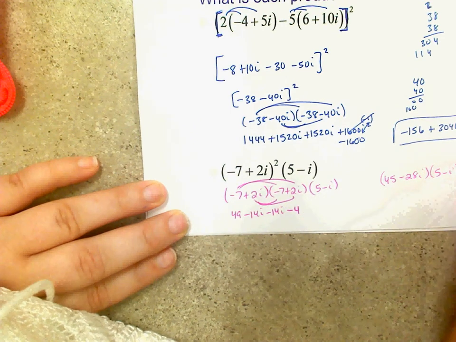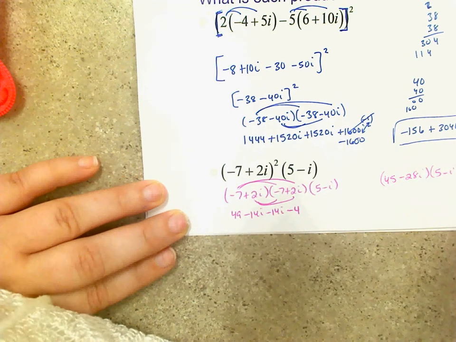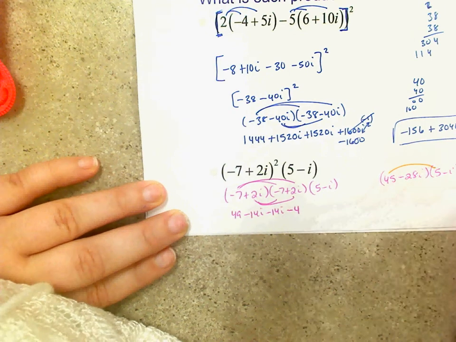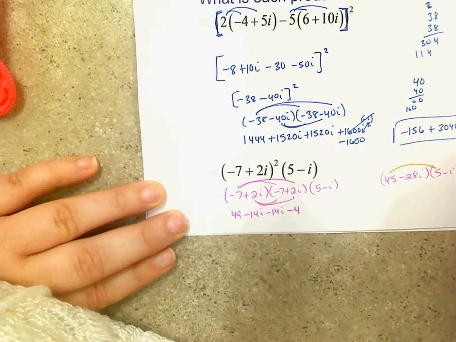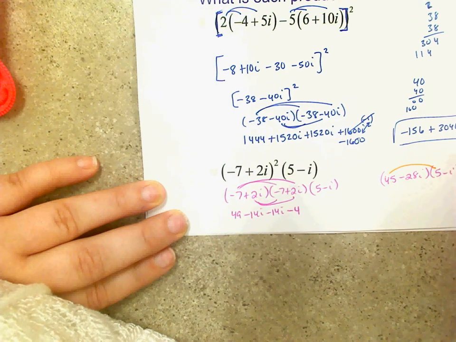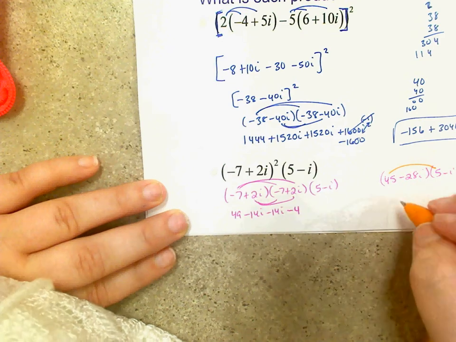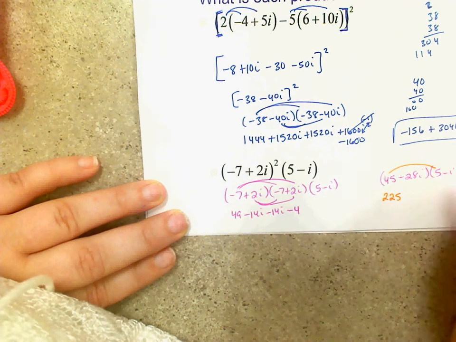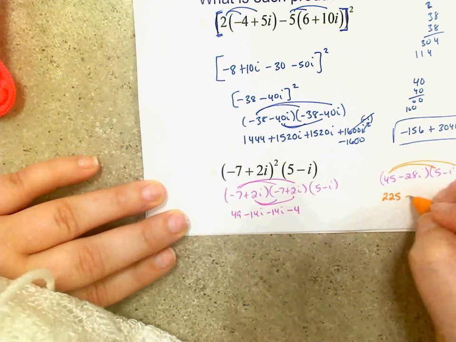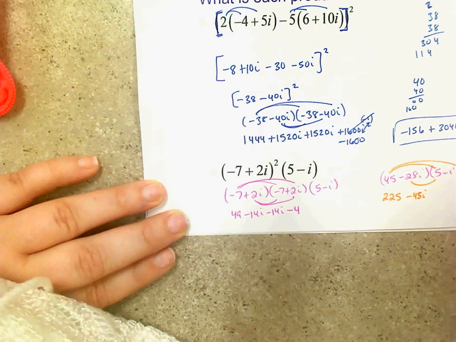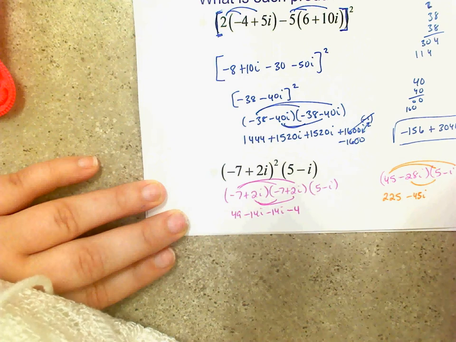And now I distribute that. 45 times 5 is 225. Yeah, that makes sense. 225. 45 times negative i is negative 45i. Negative 28i times 5. So 28 times 5. Let's see, 5 times 20 is 100, 5 times 8 is 40.